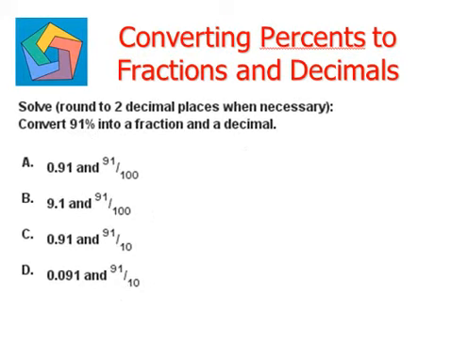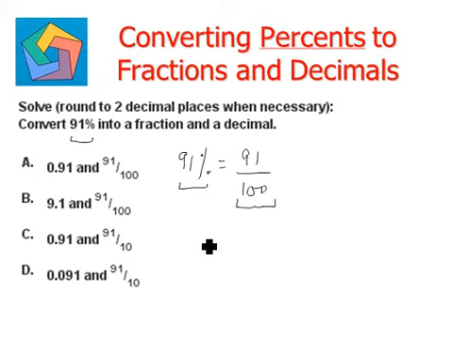Let's look at the next question. Solve, round to two decimal places when necessary. Convert 91% into a fraction and a decimal. 91% as a fraction becomes very simple now. Simply divide by 100. Reduce if possible. This cannot be reduced, so this is the final equivalent fraction of the 91%.